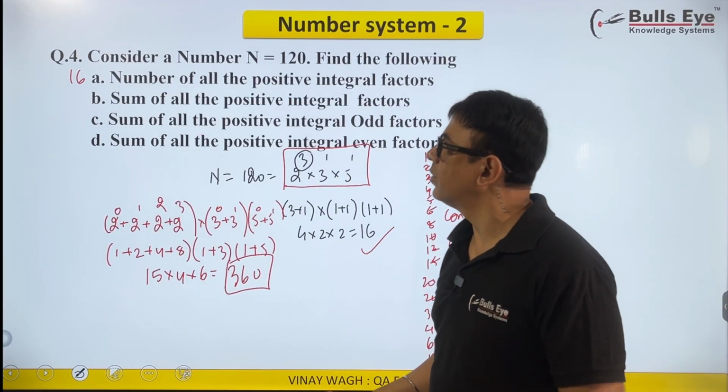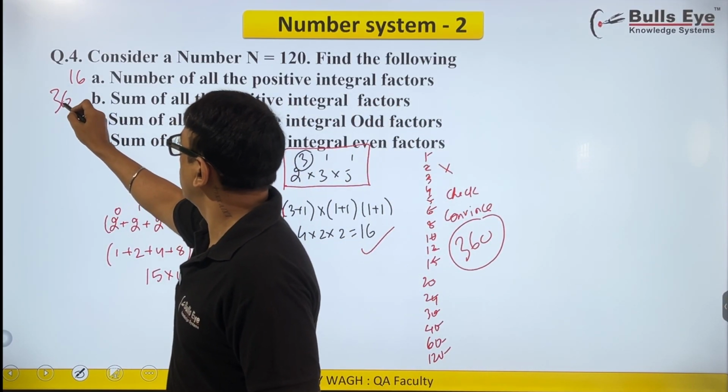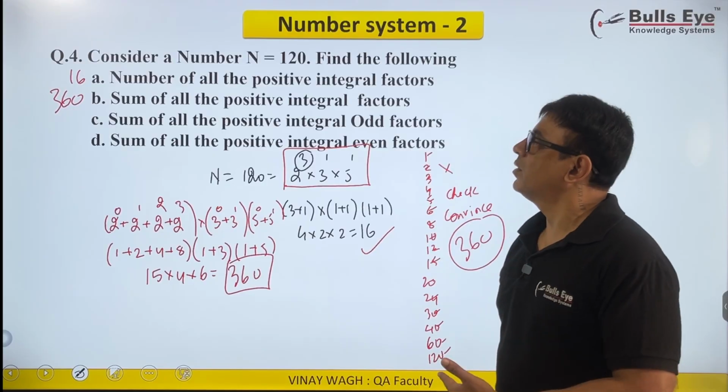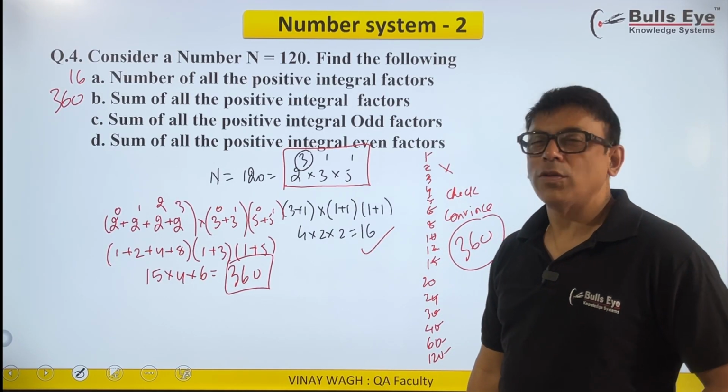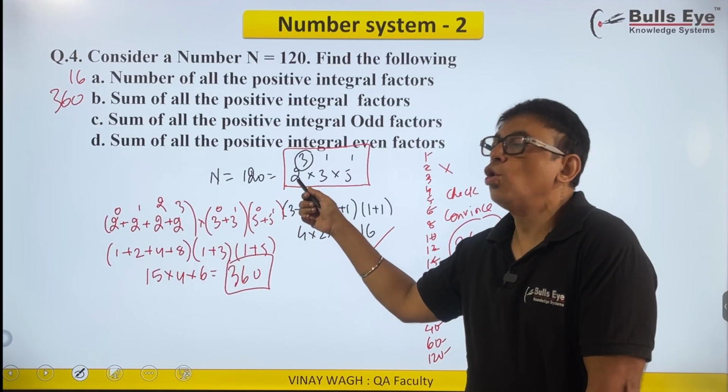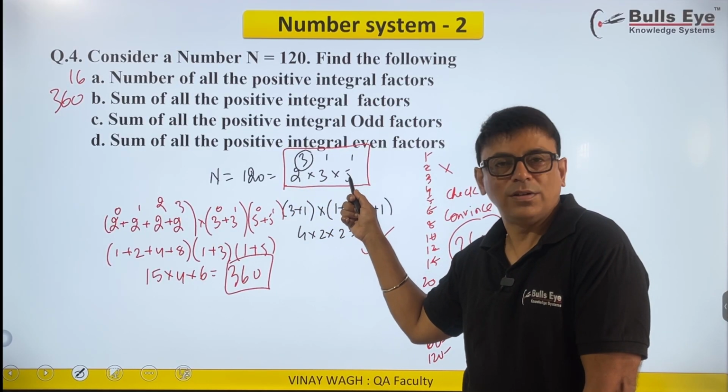So the sum of all these factors, if you add them all up, is going to be 360. And that's what this is: the sum of all the factors. What is the sum of all the positive factors? If positive factors are being asked, don't consider this. Only consider this.